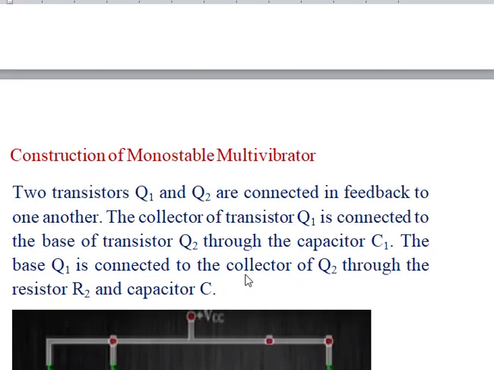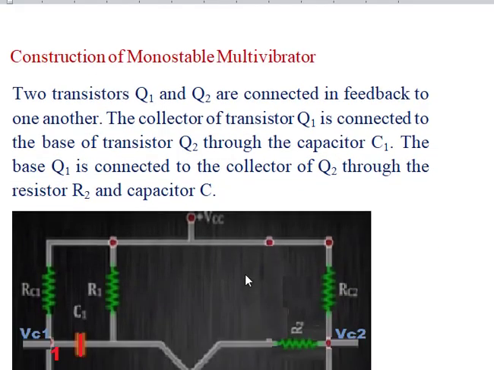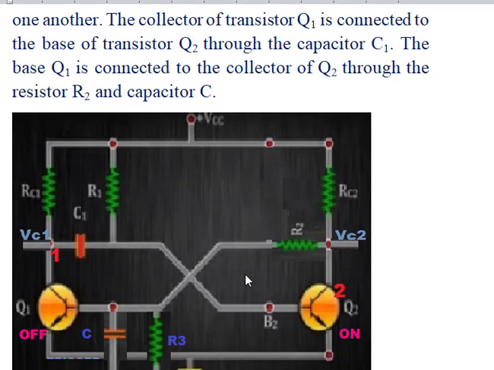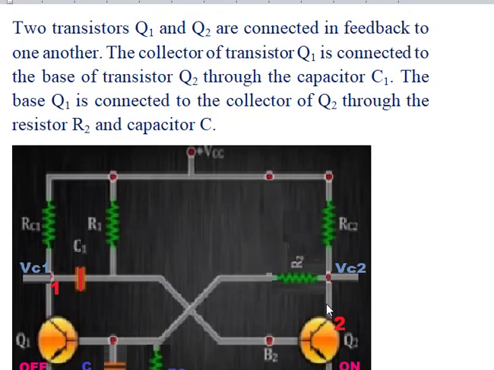Now we will discuss the construction of the monostable multivibrator. This monostable multivibrator consists of two transistors Q1 and Q2. They are connected in feedback to one another. The collector of transistor Q1 is connected to the base of transistor Q2 through the capacitor C1. The base of transistor Q1 is connected to the collector of transistor Q2 through the resistor R2.